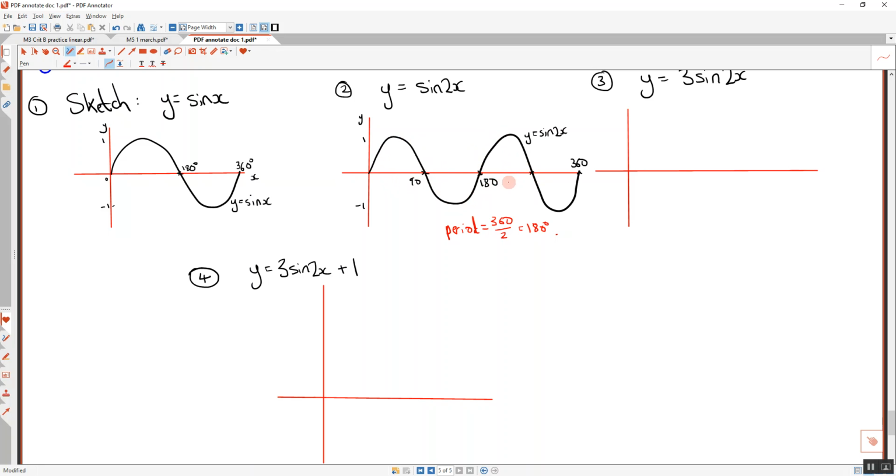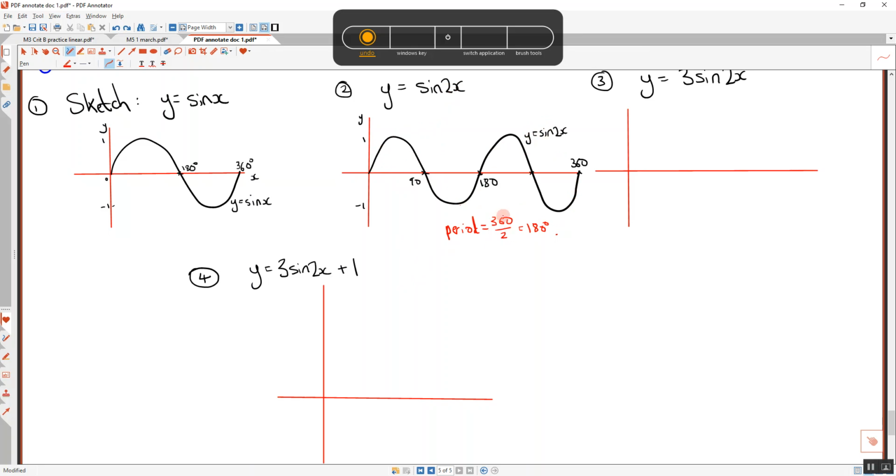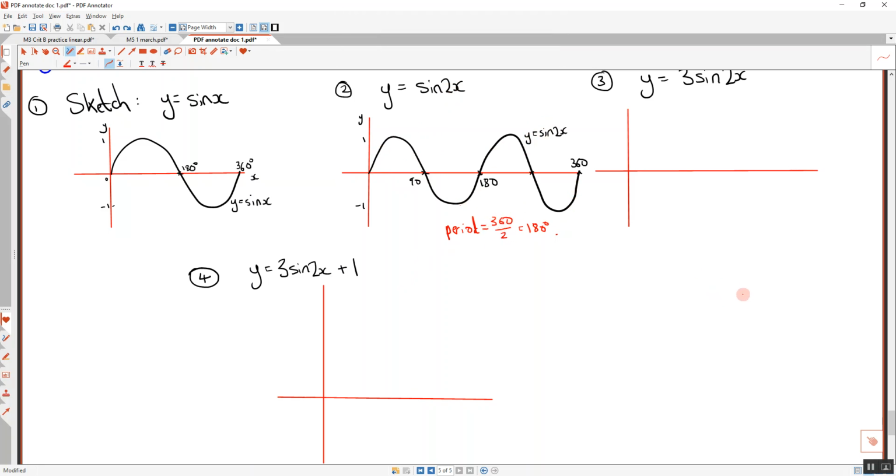I just want to make sure that we're all cool with this. The 2 is the frequency. The frequency tells us the number of cycles between 0 and 360. In order to work out the period, remember the formula for period is 360 divided by the frequency. That tells us that the period is 180. And that makes sense because look, the graph starts to repeat after 180.